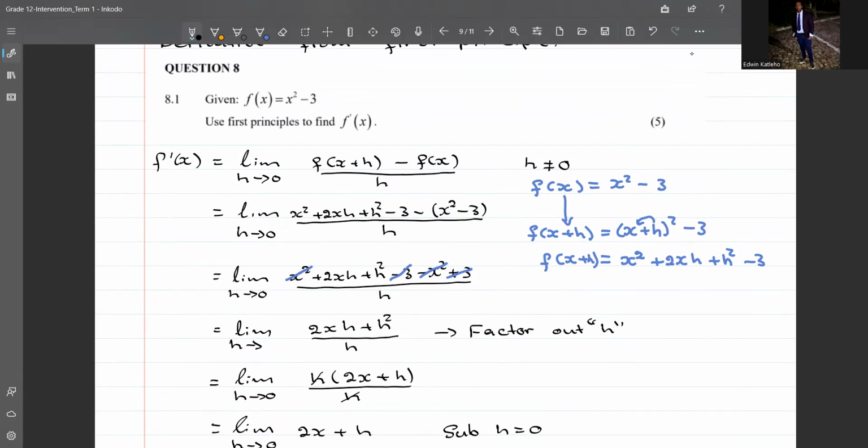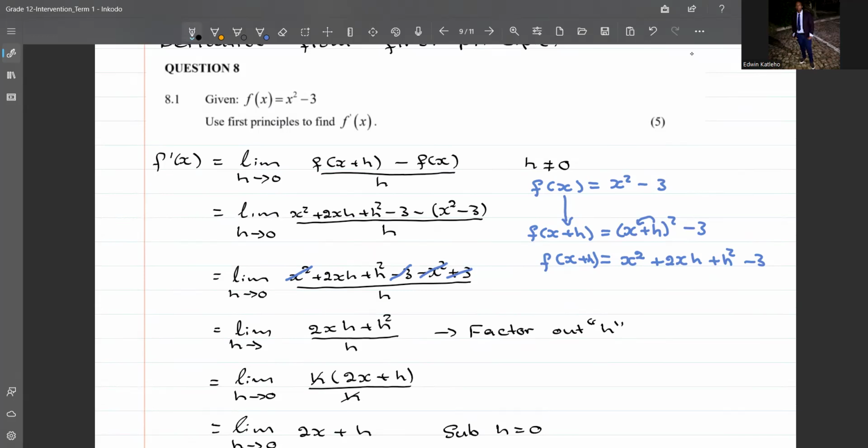Number 2, you need to determine your 2 equations that you would have to use based on the equation that is provided. So your f of x and your f of x plus h. So to determine your f of x plus h, you then substitute x with x plus h, using the f of x function. Simplify your f of x plus h function, and then substitute accordingly.